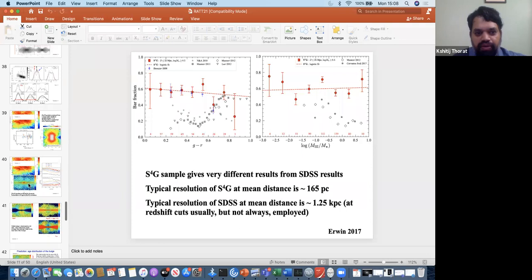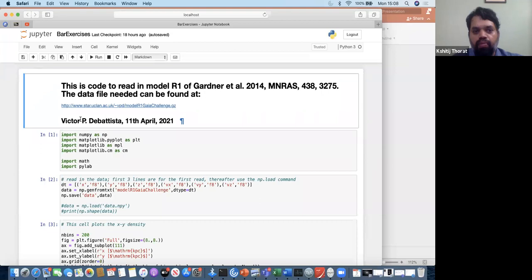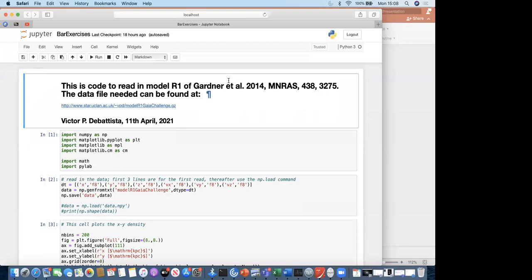So once again, that's where the notebook is. It's called Bar Exercises. It's just on my webpage. The easiest way to get it is to just wget that particular file. I've pre-opened that and it looks like this. It refers to a model that was called model R1 in this paper. You will need a file, which you can get from here.